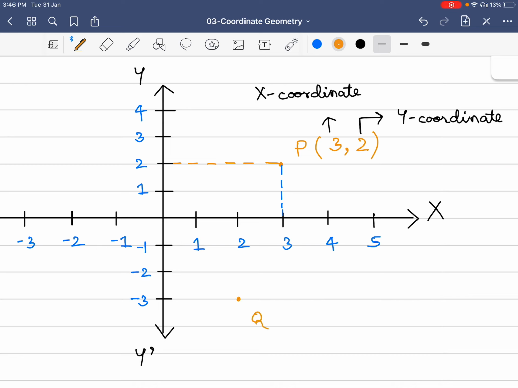Okay, let's call it Q. Now, I want to find the coordinates of Q. I want to find the x coordinate and I want to find the y coordinate. So first, I'll just give it like this. Okay, first let's find the x coordinate. What is the x coordinate?